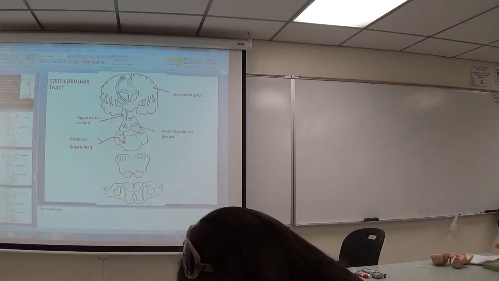Professor, what page in the notes is this going on? 120. Thank you. It's on the same page as cortical spinal. She doesn't have bulbar, she wants to draw it onto that one.